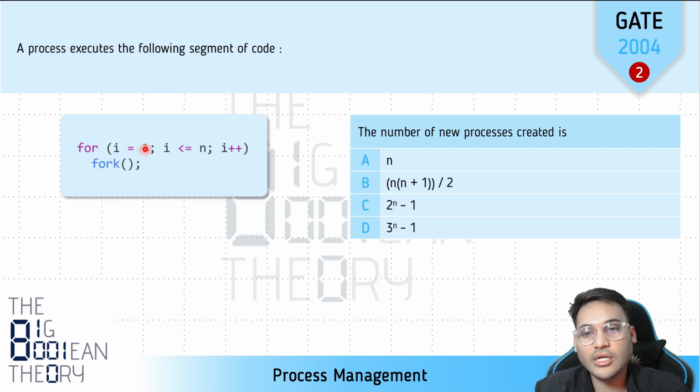fork system call. Now the question asks for the number of new processes created, and your options are given as follows. So basically you have to quantify the number of new processes. New is the key term here. You have to quantify the number of new processes in terms of n. So let's see how to proceed with this question.